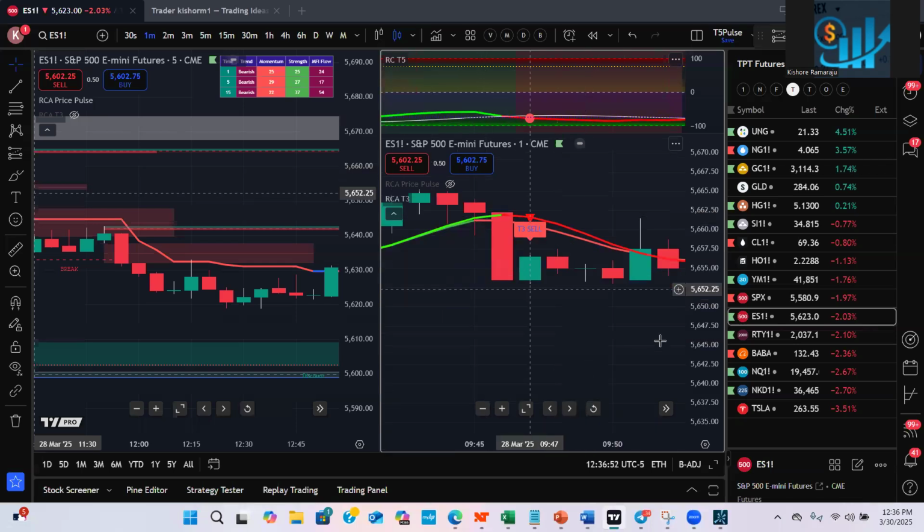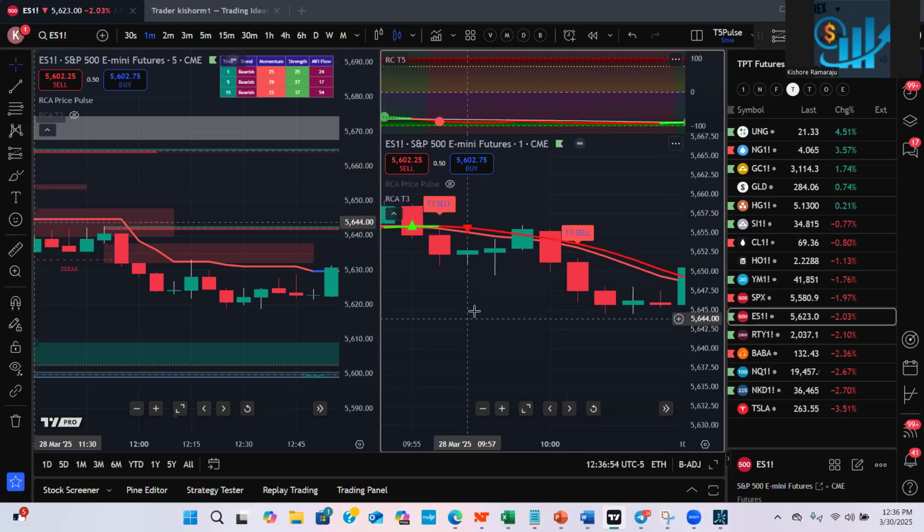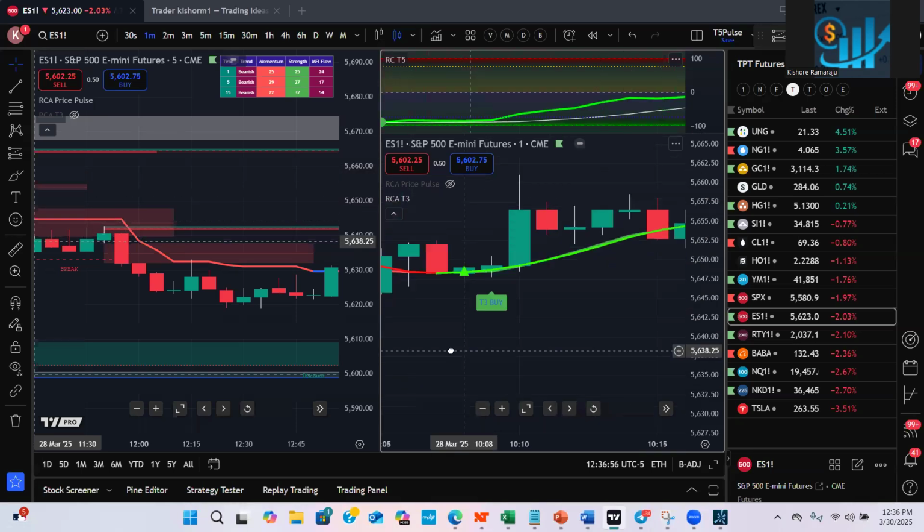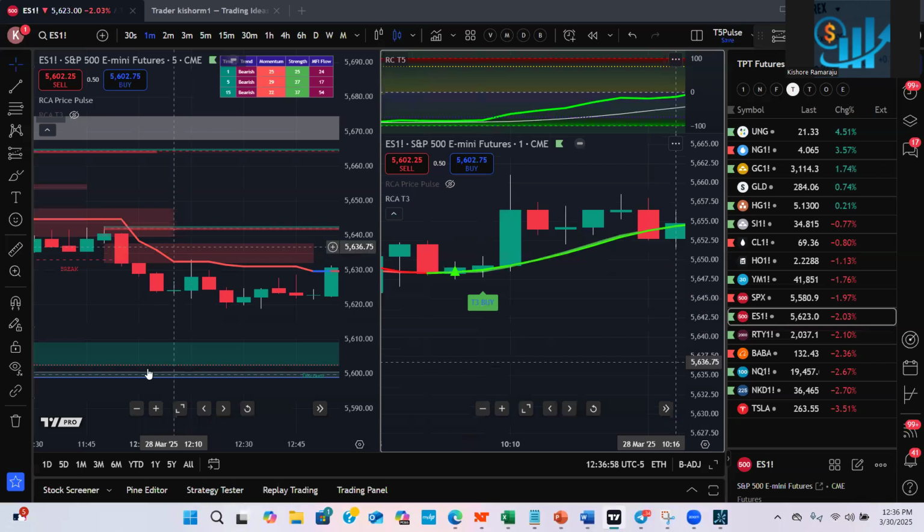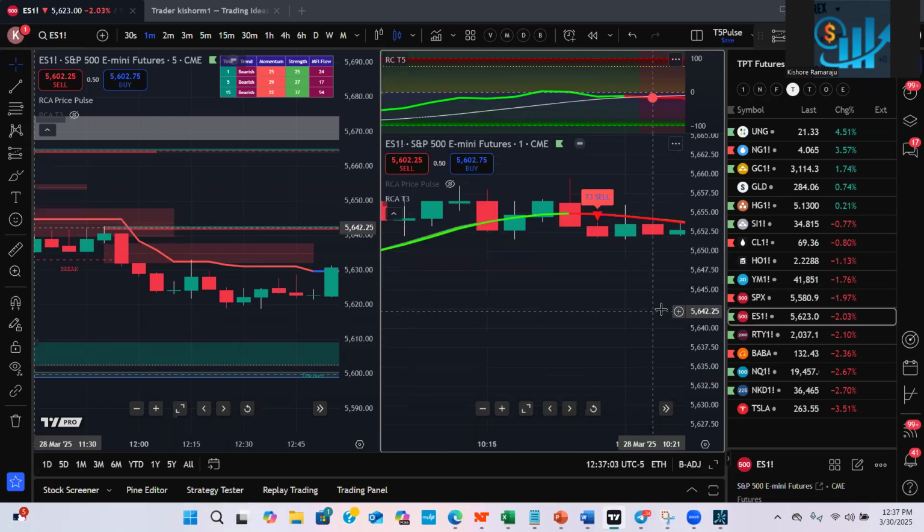And again you got a sell, again a sell, again a sell. Again you got a buy, but until 12:30 it is still in the sell, so you will avoid the buy signals.